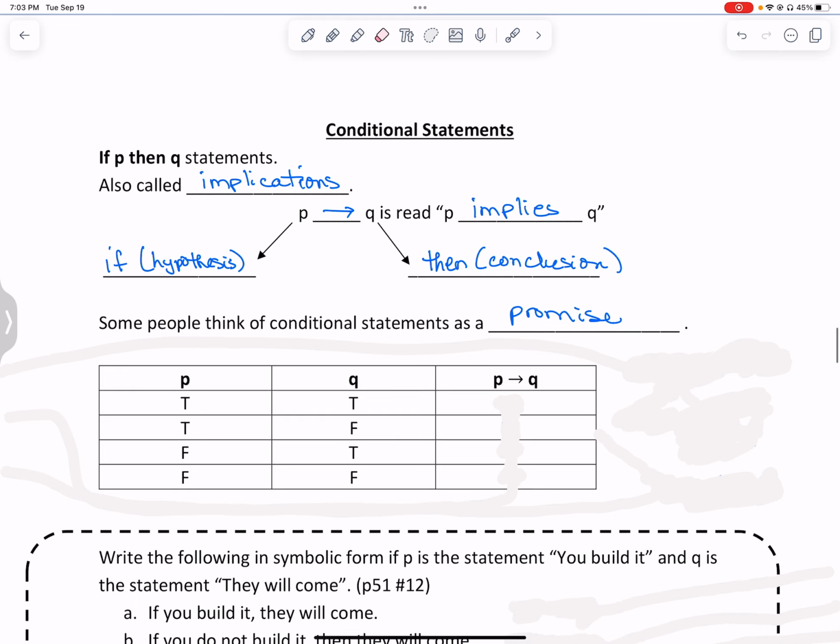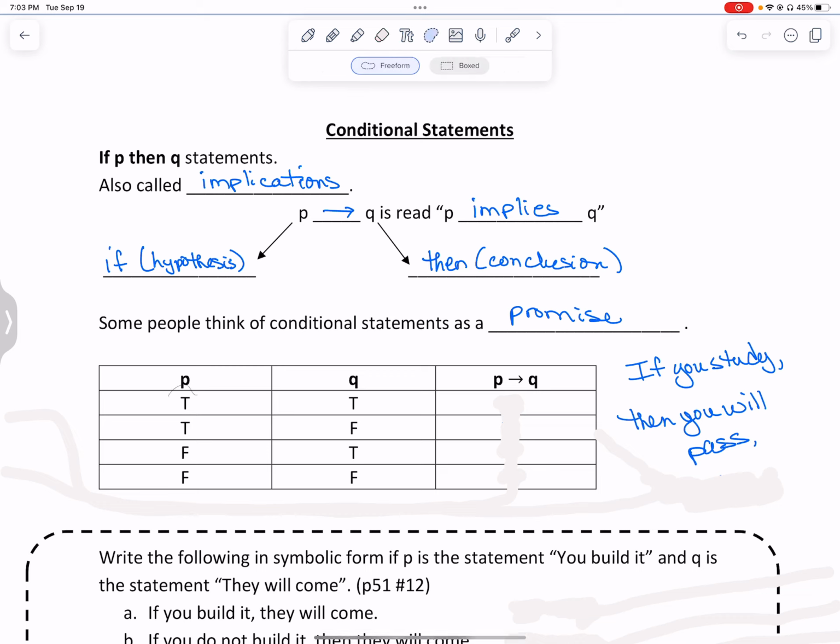Okay. So here are some examples. If you study, I promise you will pass. So if you study, then you'll pass. You studied and you passed. So that's going to be true. What if you studied, but you did not pass? If you studied, but you did not pass, I broke my promise. So that one would be false.